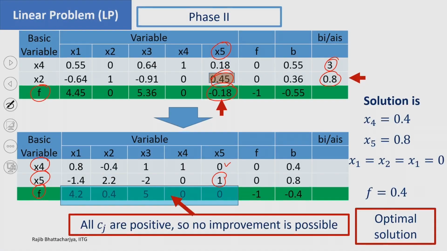So, this is the final solution, that x 4 equal to 0.4, x 5 equal to 0.8 and x 1, x 2 and x 3 equal to 0, and the objective function value is 0.4, and we got the optimal solution as there is no negative coefficient in the objective function row.